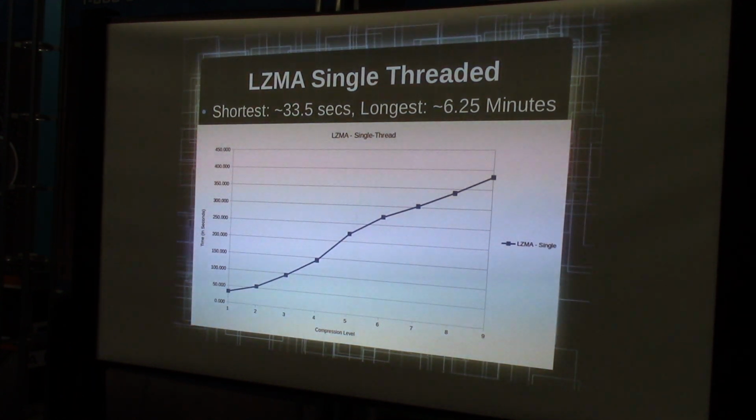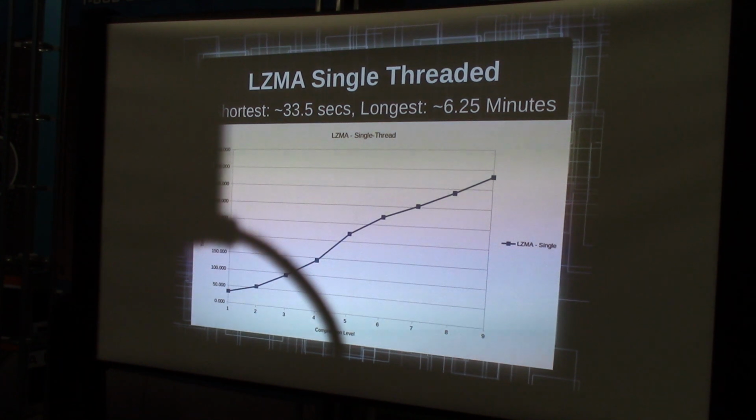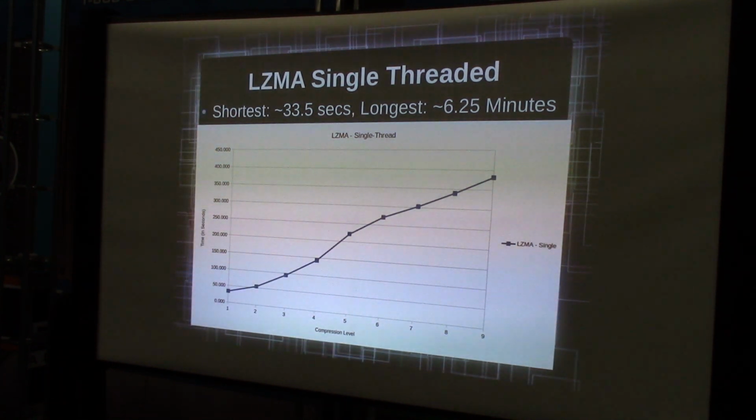LZMA is the one that takes the longest out of all of them, with level 1 going from about 33.5 seconds all the way up to 6 minutes and 25 seconds.